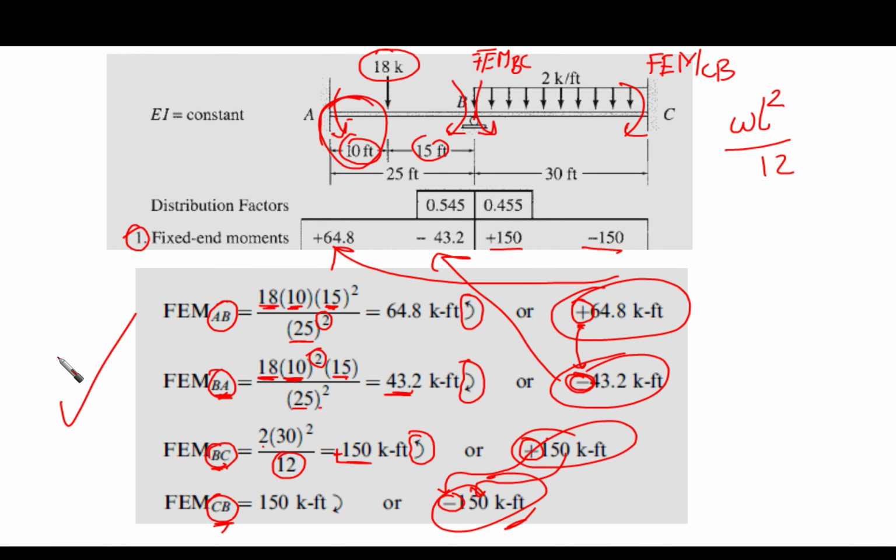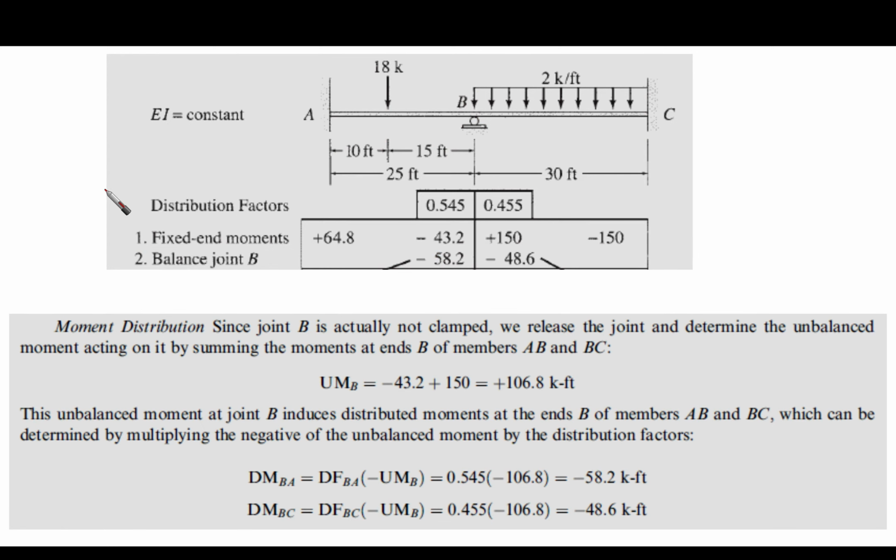Okay, now let's go to the next step. In the next step we are going to do the balancing of the point. The point that needs to be balanced is going to be B only. As we said, A is not free to rotate, C is not free to rotate, B is free to rotate. So we are going to make the balancing at this point only, B.